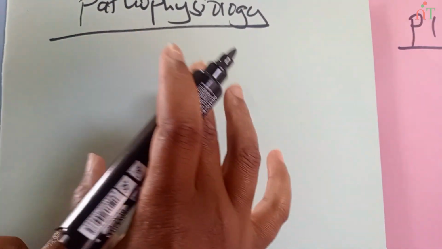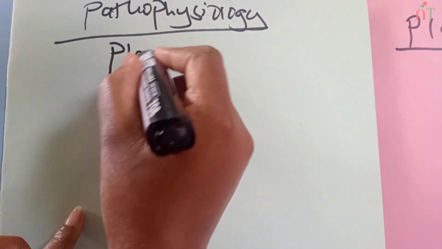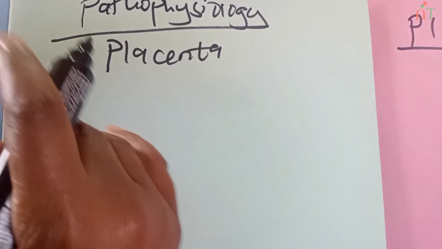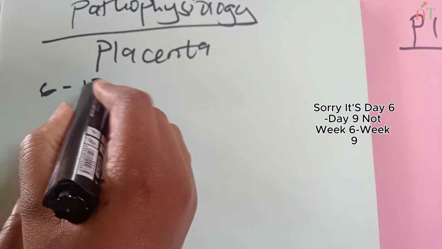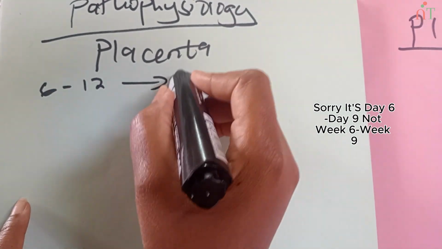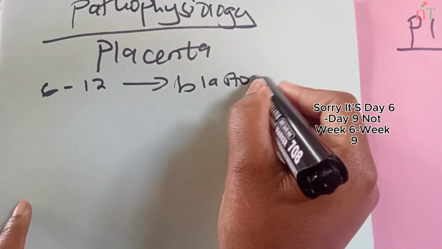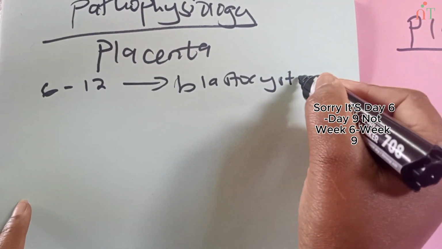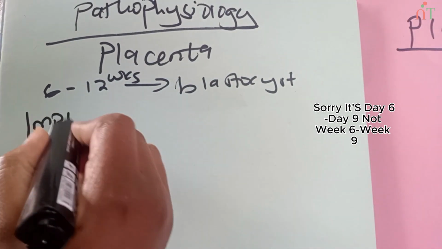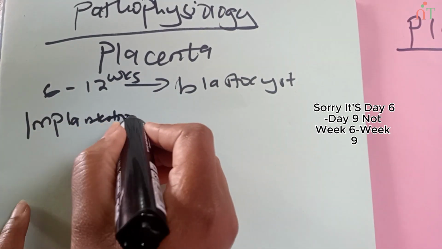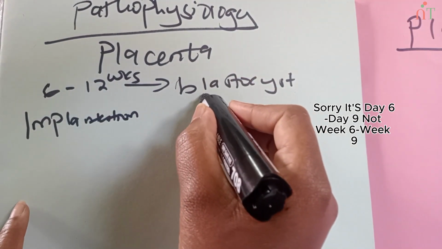So how does this occur? Everything about this condition stems from the placenta. Everything comes from this placenta. In a normal circumstance, when a mom gets pregnant, at around week 6 to about week 12, this is when the blastocyst is implanting in the uterus. So the implantation is taking place in here. Implantation.